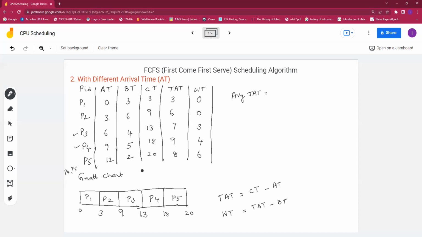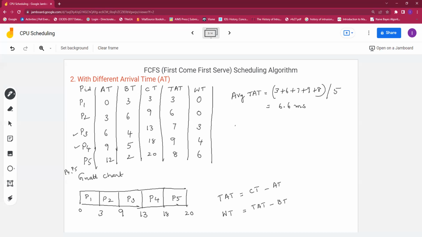How will you find it out? You have the turnaround time for each and every process, so add everything and divide by the total number of processes. So 3 plus 6 plus 7 plus 9 plus 8 divided by the total number of processes. Here the total number of processes is 5. When you add everything and divide by 5, you will get 6.6 milliseconds. That means the average turnaround time per process is 6.6 milliseconds.